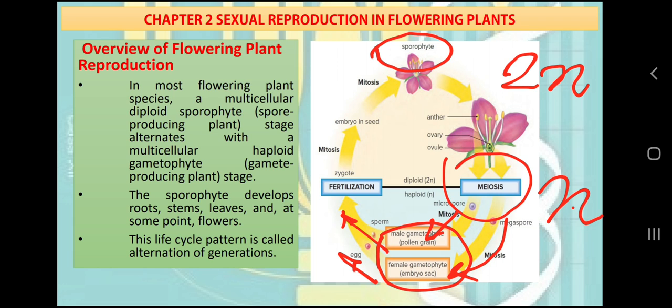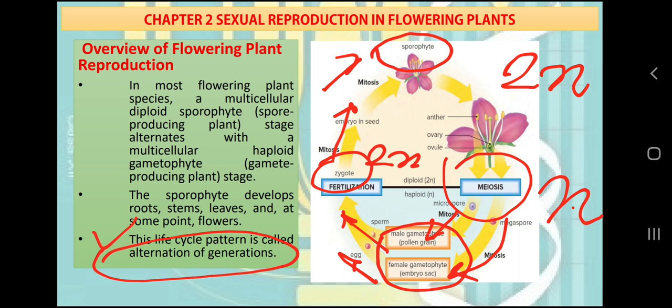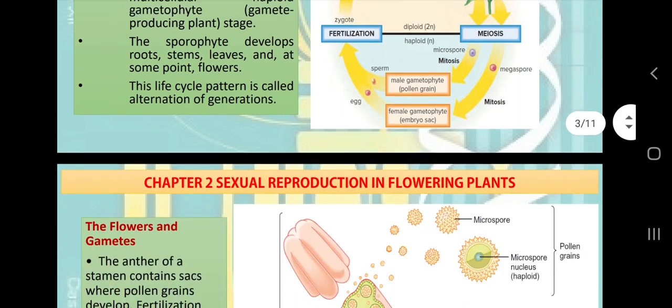And finally fertilization happens, then the zygote forms, which is a diploid cell. Again it will multiply by mitosis, and finally it will give rise to a diploid plant. I am not discussing in detail because we have to revise the whole chapter in this lecture. So this cycle is called alternation of generation. This term is important. Now the next slide.